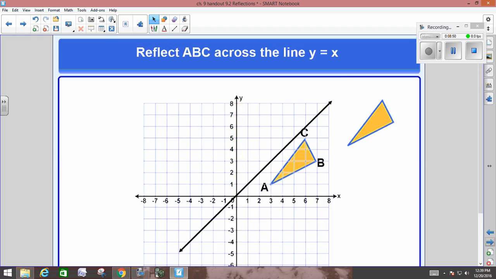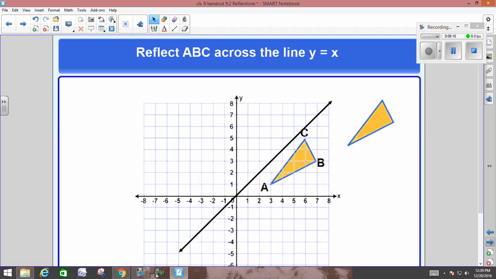Next one. Reflect triangle ABC across the line y equals x. Okay, your very first way that you graphed lines was to take x values and plug them in and then get out the y value. So if I put 0 in for x, what do I get for y? 0. So I'd have the point 0, 0. If I put 2 in for x, what do I get for y? 2. So I'd have the point 2, 2.